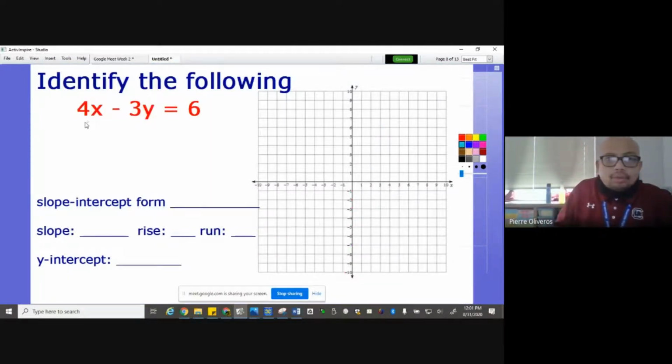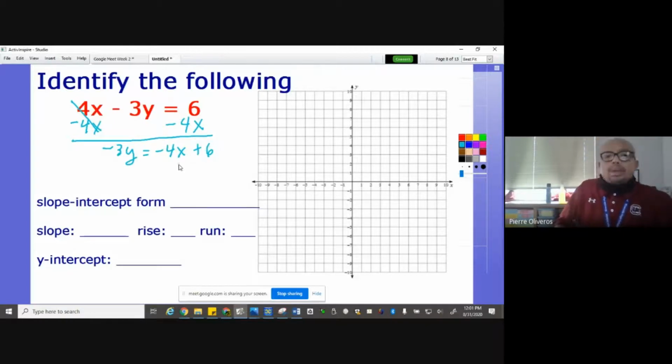Next. 4x minus 3y equals 6. Let's find the slope intercept form. We will subtract 4x from both sides, because the goal is to isolate the y. This cancels out, and negative 3y is equal to negative 4x plus 6. I'm putting the x first before the constant because the slope intercept form is y equals mx plus b. It doesn't matter, you can have the 6 first, but make sure you identify the correct slope.